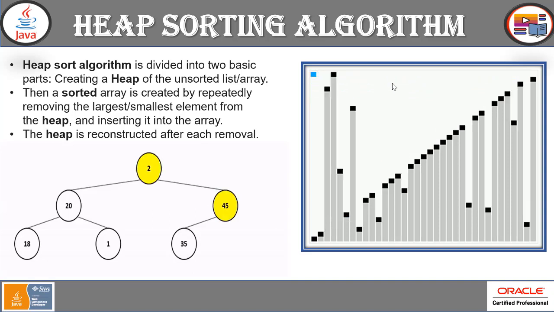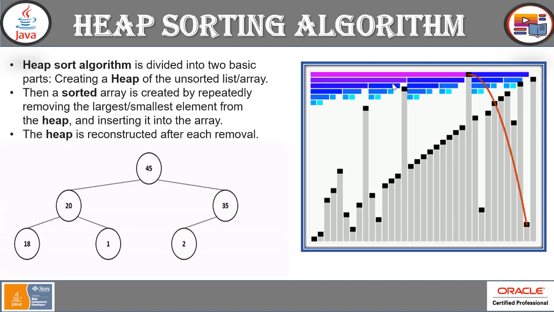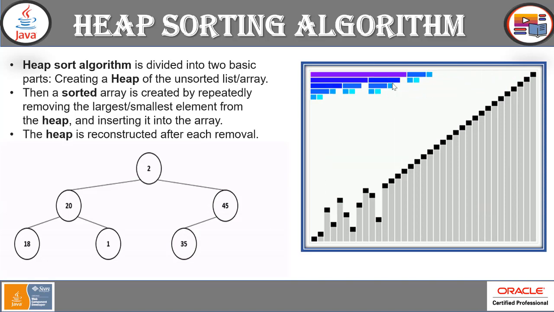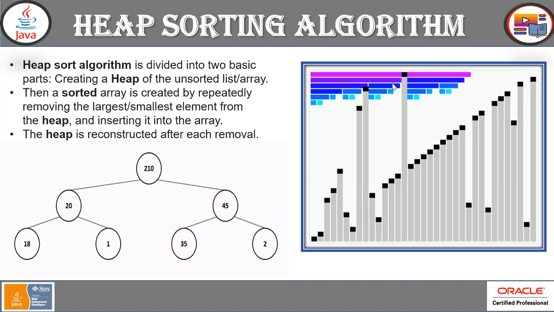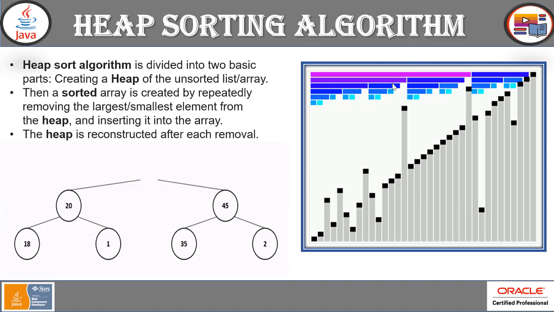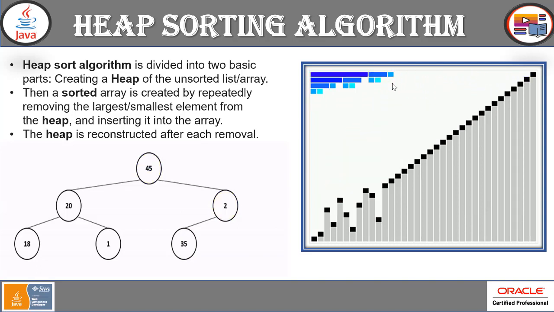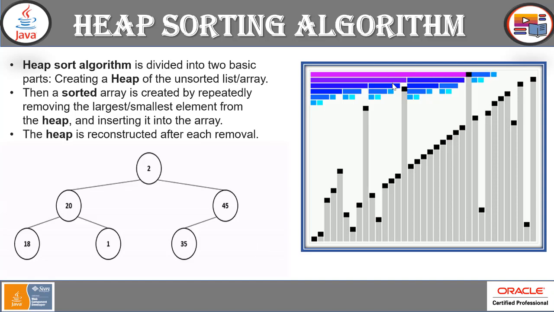In this kind of sorting algorithm, we create a heap of an unsorted list or array, and then the sorted array is created by repeatedly removing the largest or smallest element from the heap and inserting it into the array. So basically we are doing the same as in selection sort. We divide, put the elements in a heap, and then insert each into the array where it is supposed to be located.